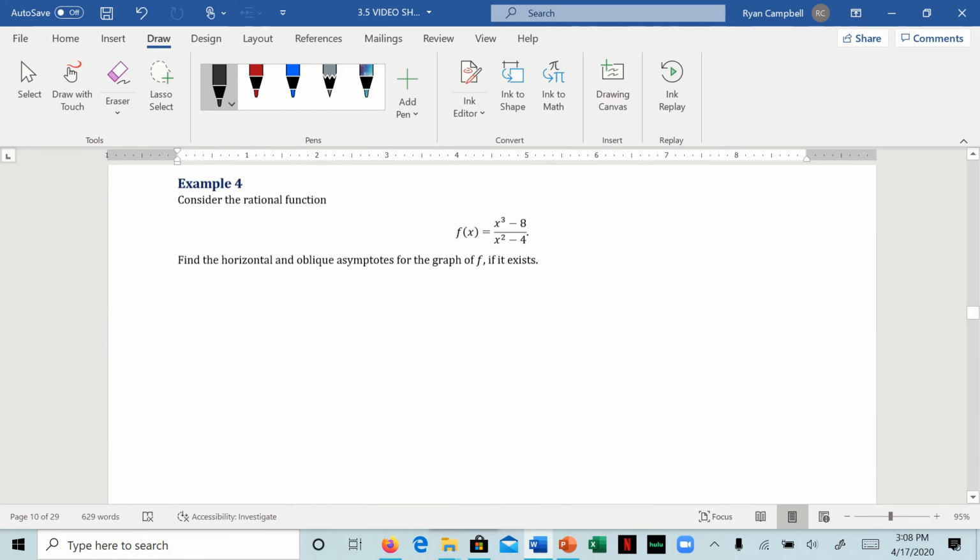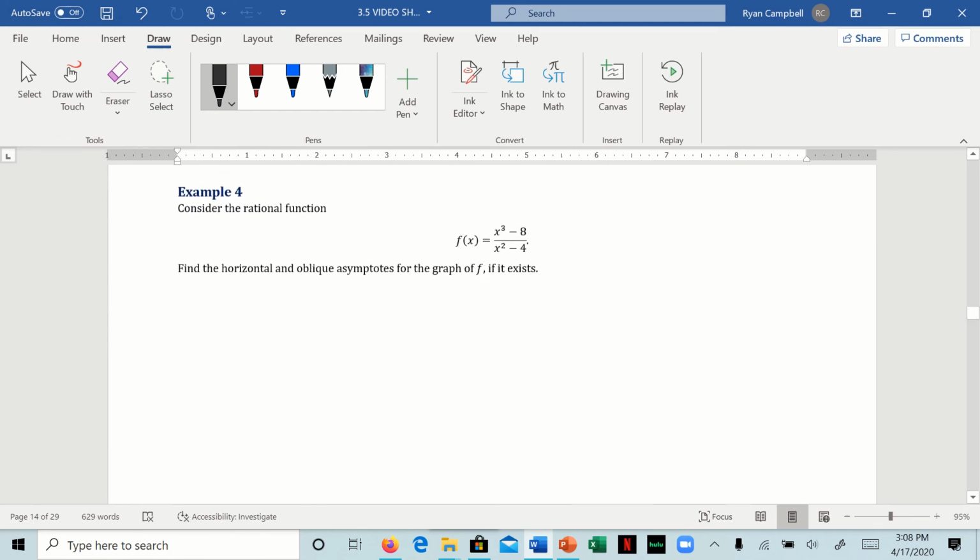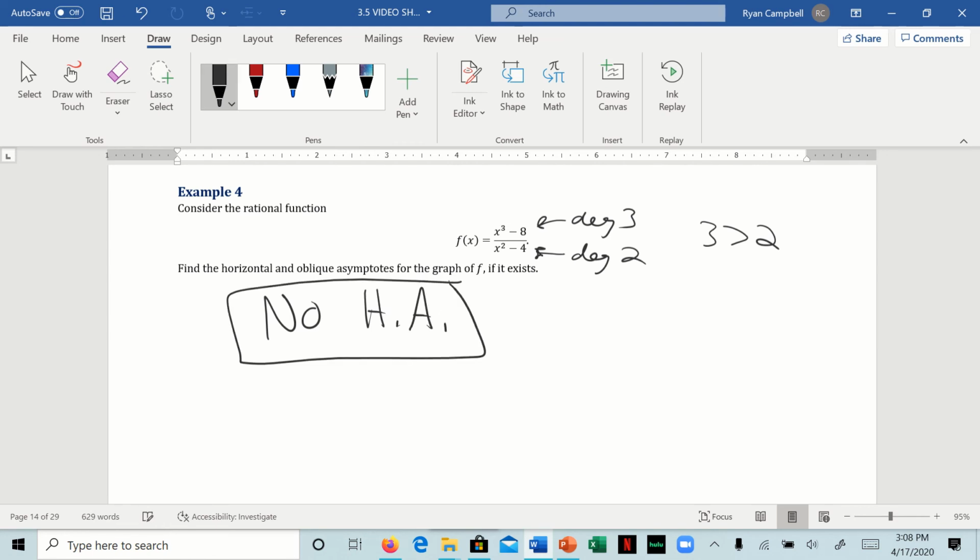Let's look at number 4. All right, so let's find the horizontal or oblique asymptotes. So we can see the degree of the top is going to be 3. The degree of the bottom is 2. So since the top is bigger than the bottom, we don't have a horizontal asymptote. Instead, we have an oblique asymptote.